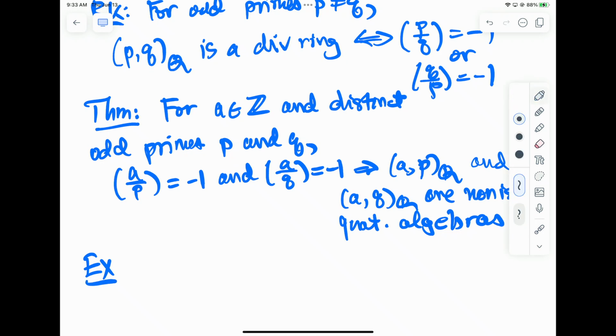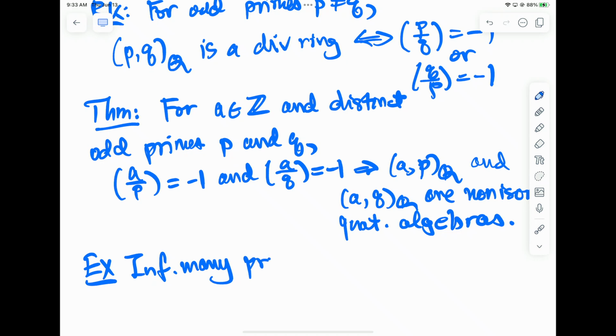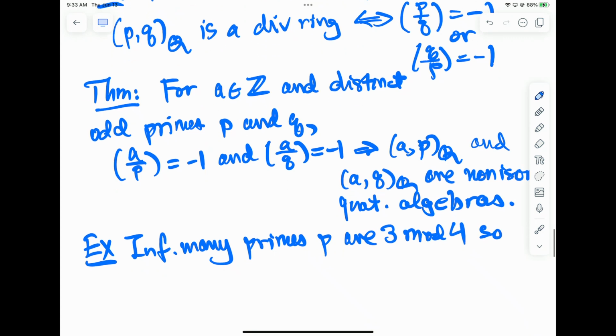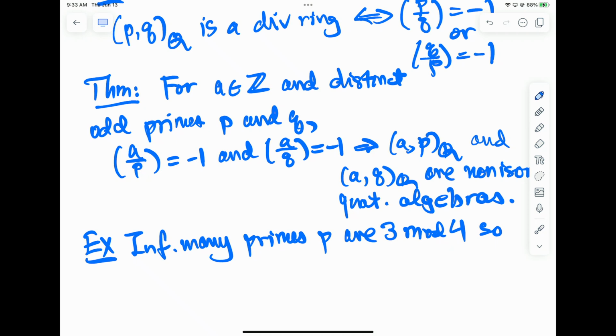For example, we know that there are infinitely many primes P that are 3 mod 4. We saw that in the first lecture. We didn't need quadratic reciprocity for that. For that, we used the 1 mod 4. That was for the 1 mod 4. Infinitely many primes are 3 mod 4.